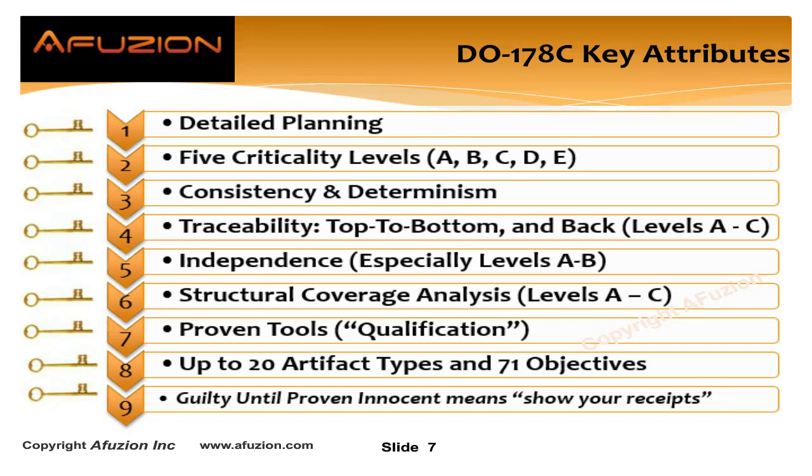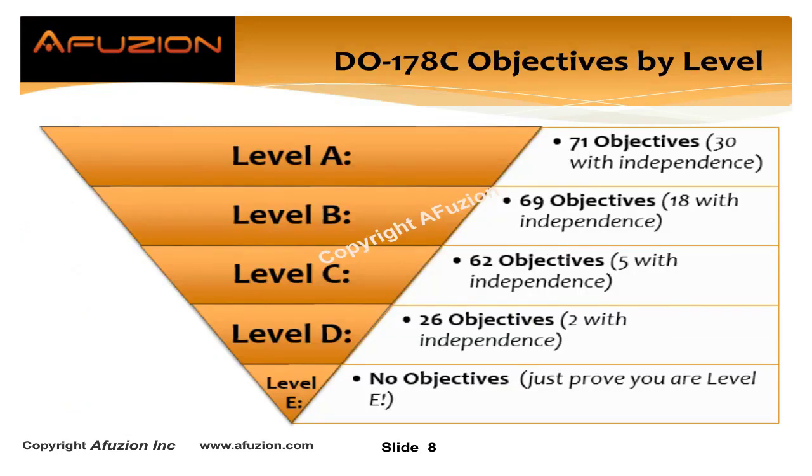Now, let's look at the actual objectives here. Level A, 71 objectives, 30 of them have to be verified independently. Level B, just 2 less objectives. We don't have MCDC nor the source binary correlation, but 18, the verification and QA, are independent. Level C, 62 objectives and only quality assurance is independent.